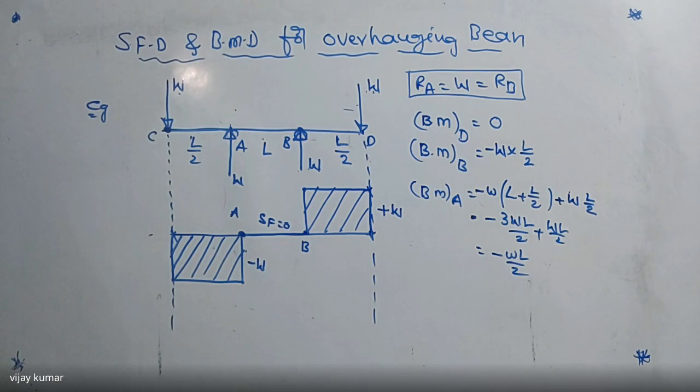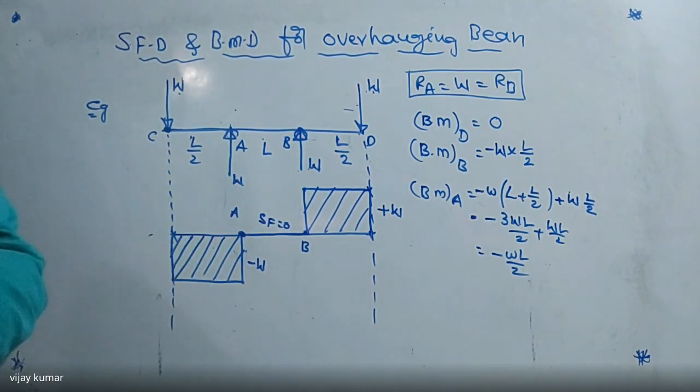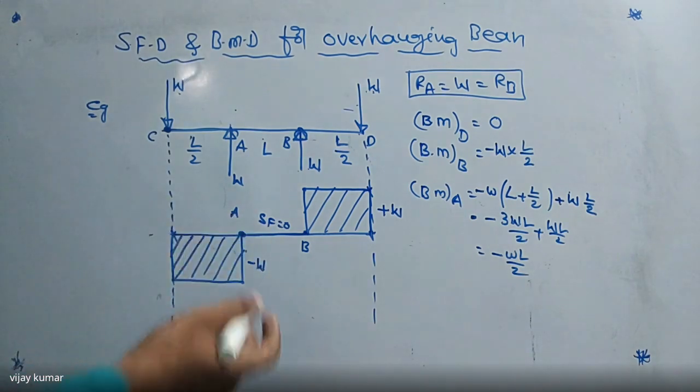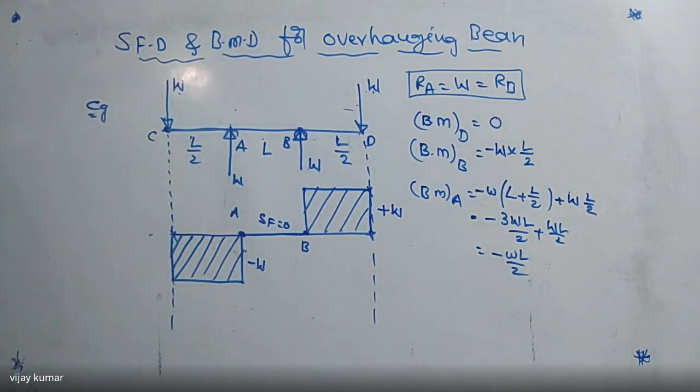Did you get my point or not? Check that value now. So the bending moment at point A and point B are both the same. There is no variation of bending moment here. Did you get my point or not? Right. Then at the point C we can directly write that the value becomes zero. Did you get my point?